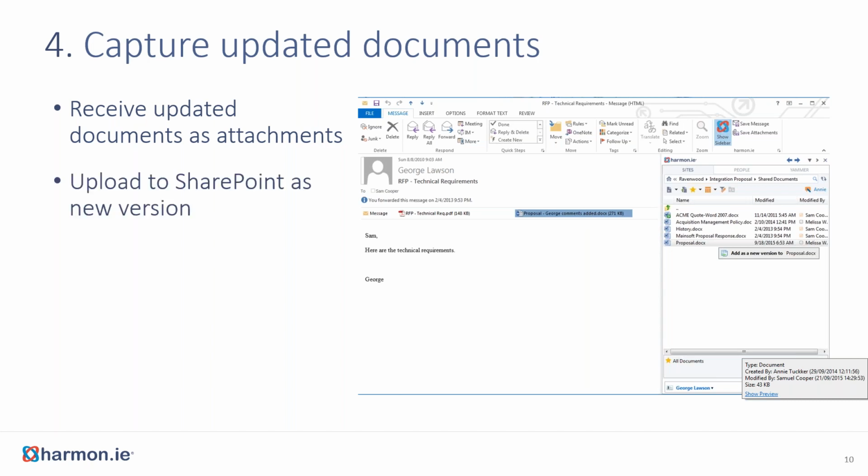However, Harmony gives me the ability, if I drag and drop an attachment onto an existing document, even if the file name has changed, I can wait for a few seconds and choose to add it as a new version, and that will actually rename it back to the original file name.